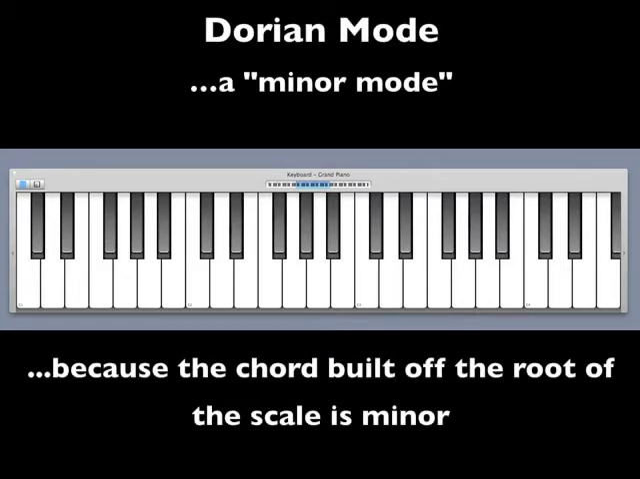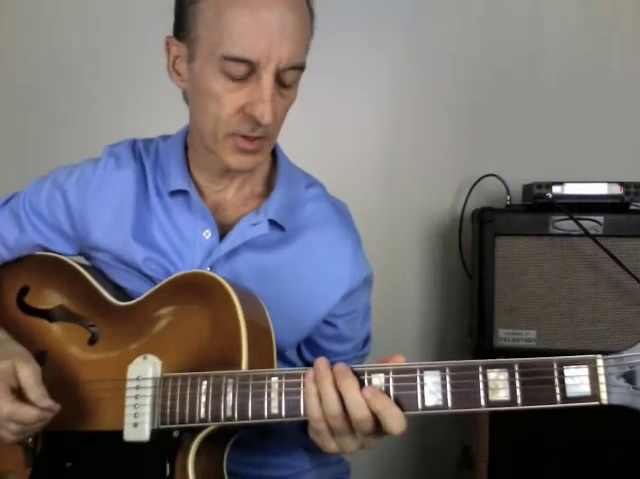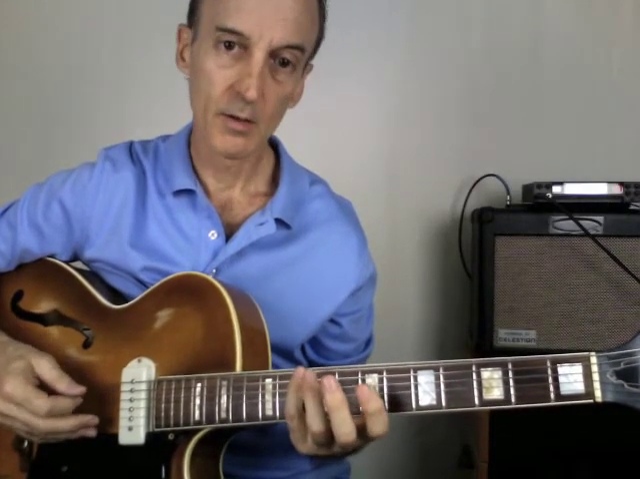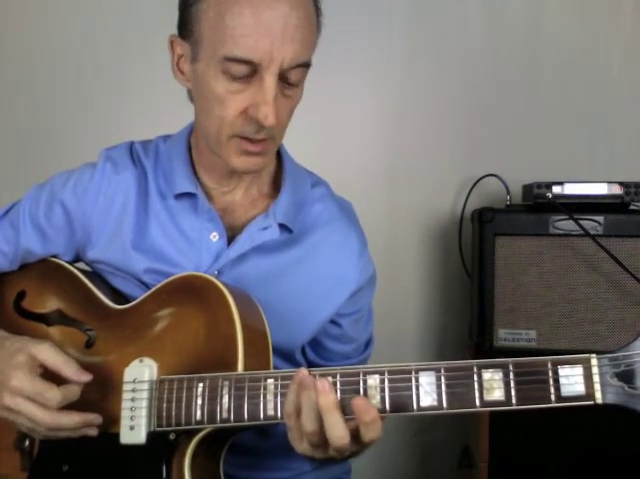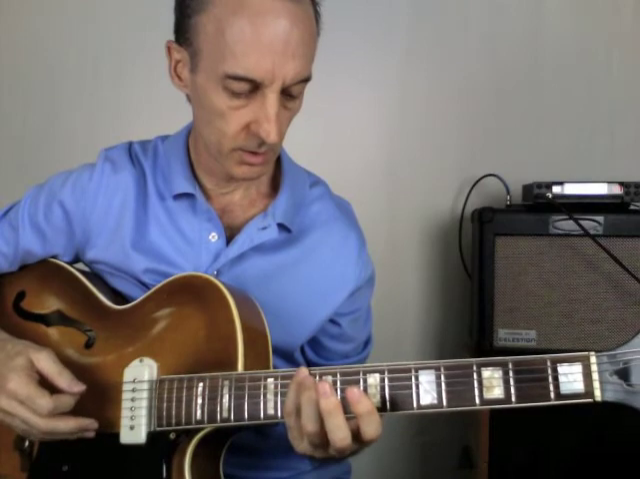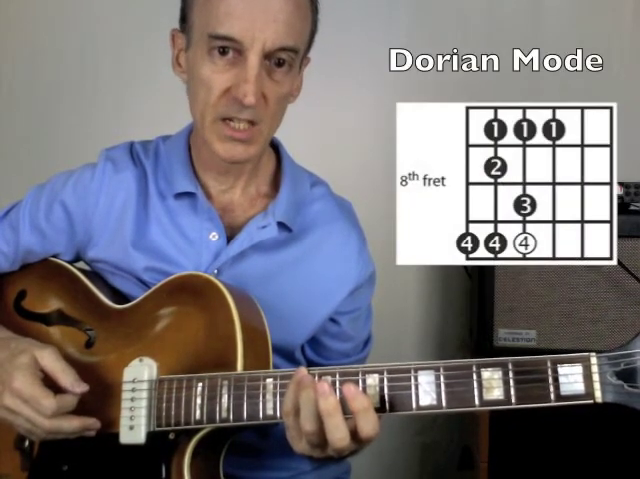So this we call a minor mode because the one chord is minor. You know, chords are built off every other note of a scale: 1, this would be a flat 3 and a 5. Okay, let's play it on the guitar. Now if we simply begin a scale starting on the second degree of the C major scale, we have D Dorian.